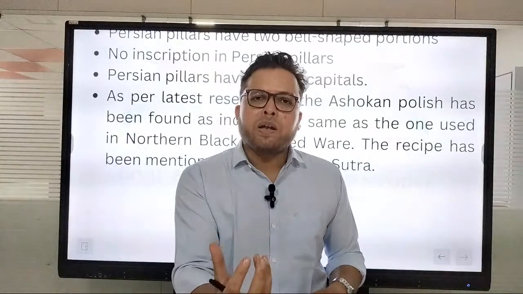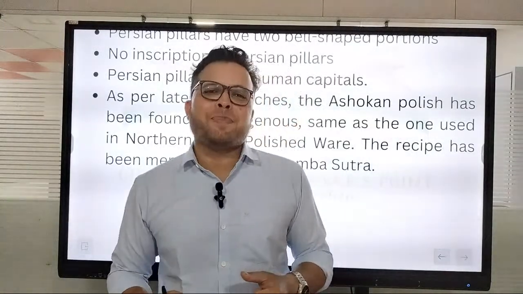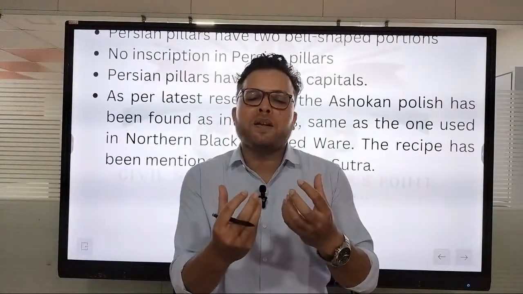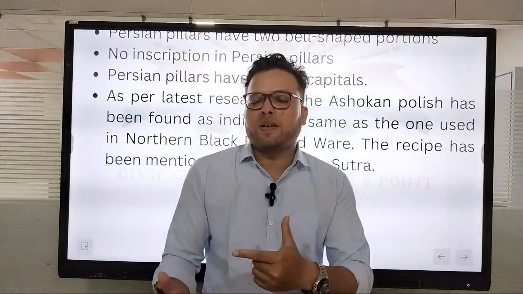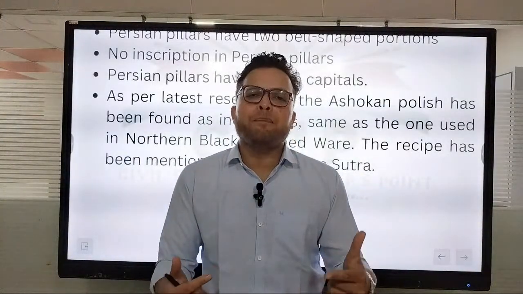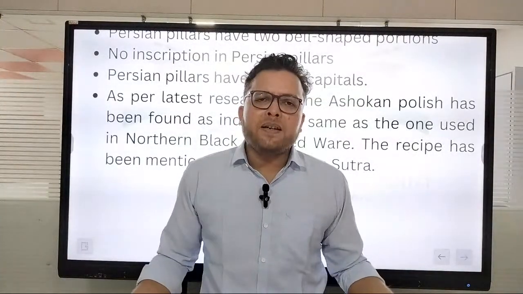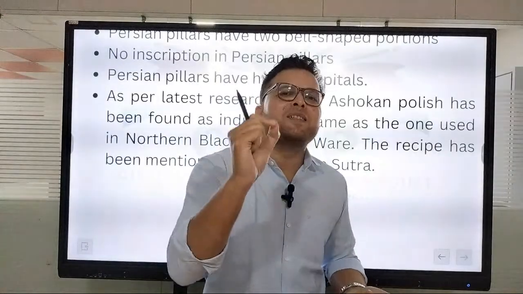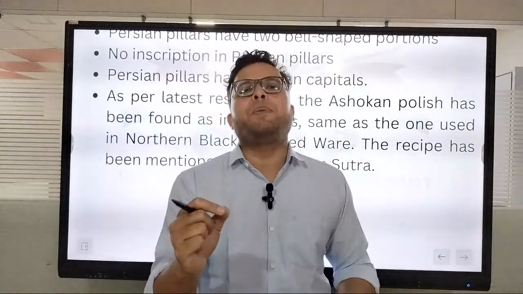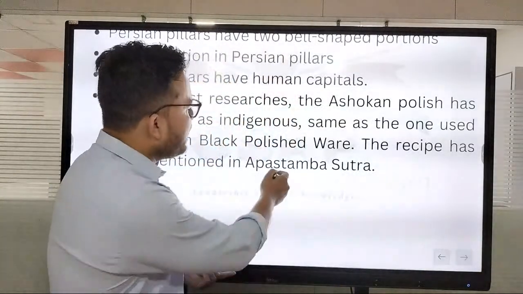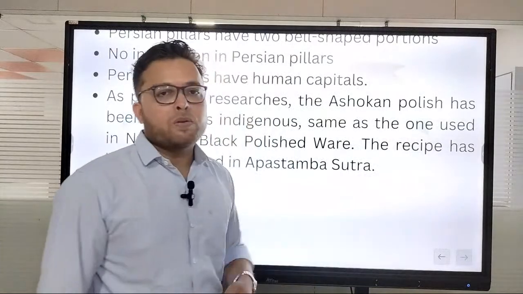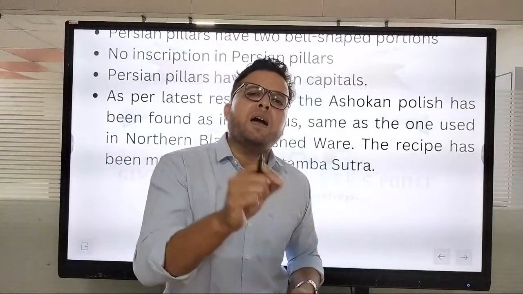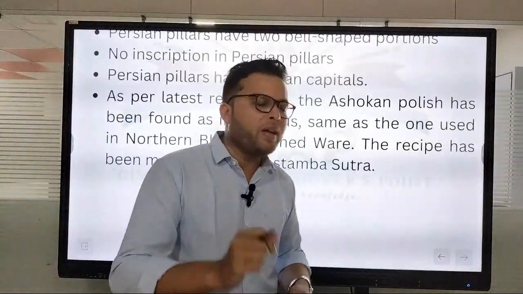That is the kind of pottery which became very popular during the age of Mahajanapadas. Remember, Northern Black Polished Ware. So, according to the latest researchers, Ashoka was using the same polish on the pillar, which means it was an indigenously made pillar. In fact, it has also been found that the recipe to make this pillar has been mentioned in Apastamba Sutra. Very, very interesting.